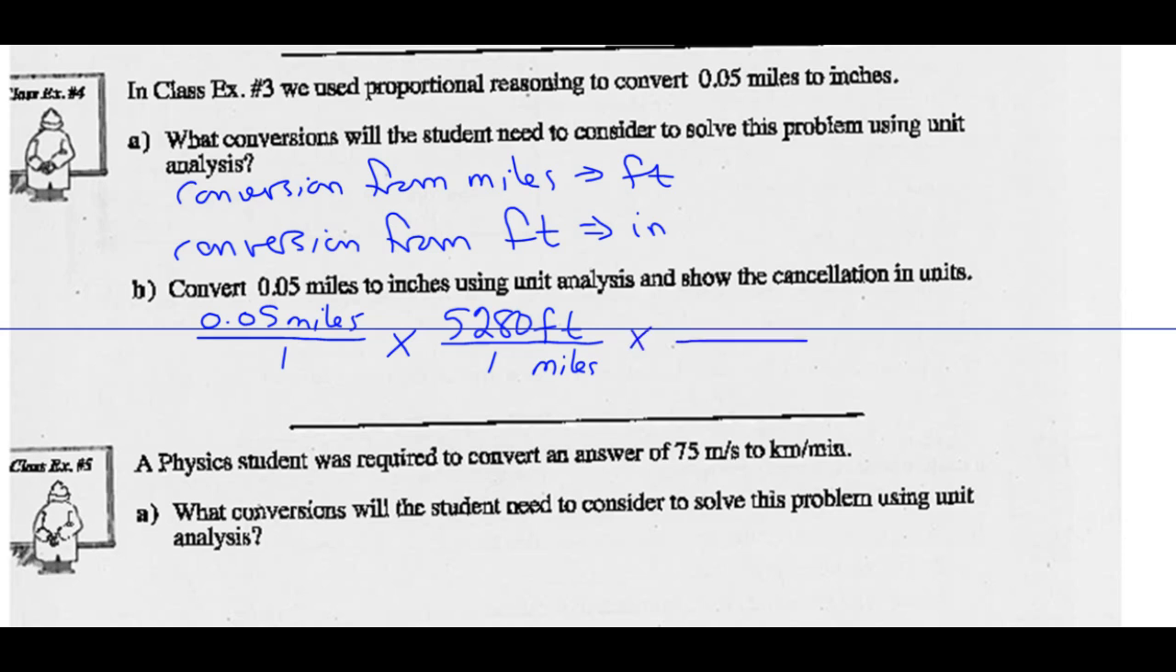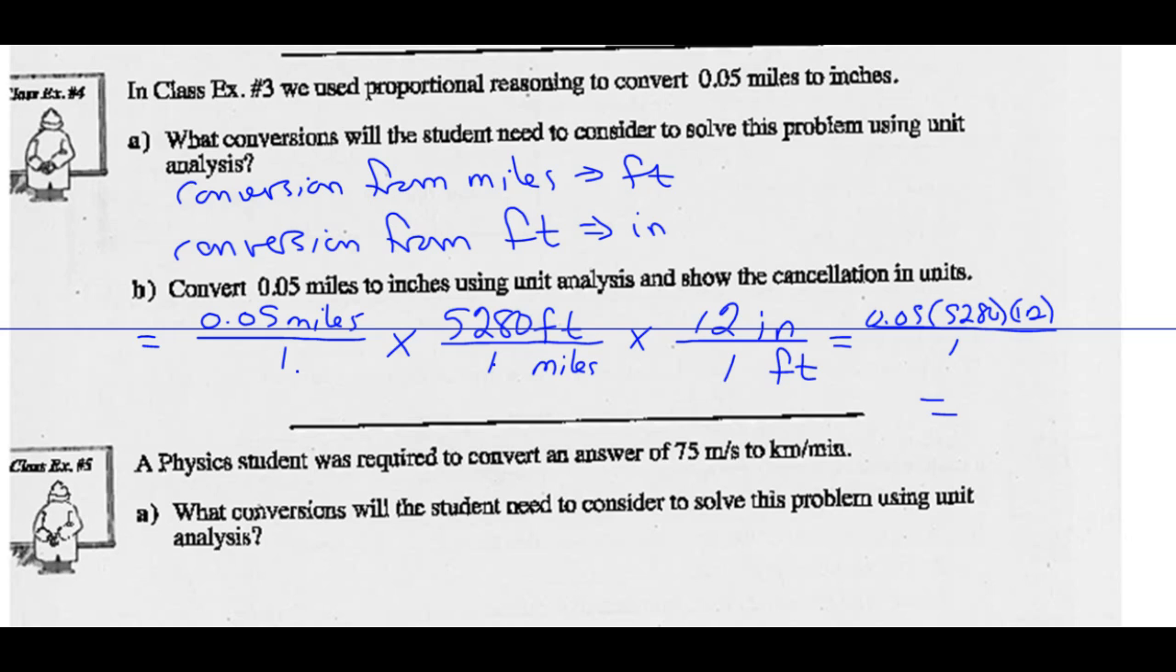So again, feet are in my numerator. I want to put in my conversion the feet in the denominator. Therefore, inches must go up in the numerator. And we know from our formula sheet that 1 foot is 12 inches. So now we can go ahead and multiply this out. 0.05 times 5280 times 12, all divided by 1 times 1 times 1, which is 1. And we've got our conversion.